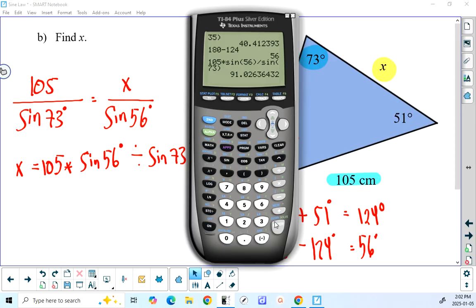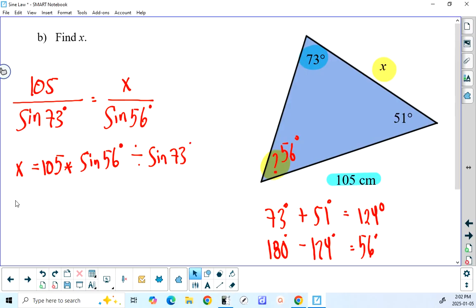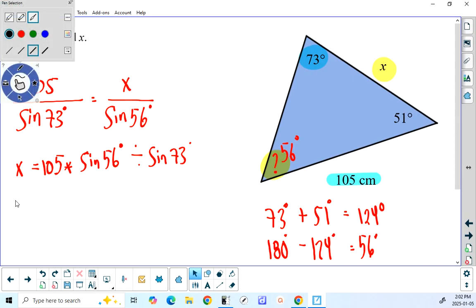So I get 91. X is equal to 91, and I think it was in centimeters. I'll just double check. Yeah, it's centimeters, because the 105 is in centimeters.